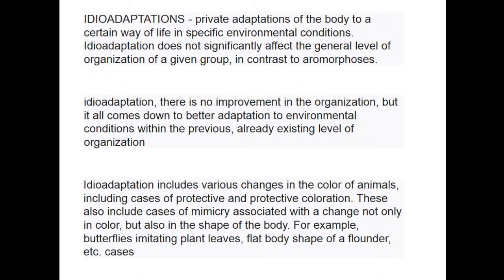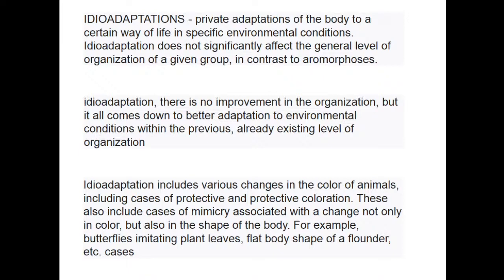The next term is ideoadaptations. These are private adaptations of the body to a certain way of life in specific environmental conditions. Ideoadaptation does not significantly affect the general level of organization of a given group, in contrast to aromorphosis. In ideoadaptation there is no improvement in the organization, but it all comes down to better adaptation to environmental conditions within the previous, already existing level of organization.